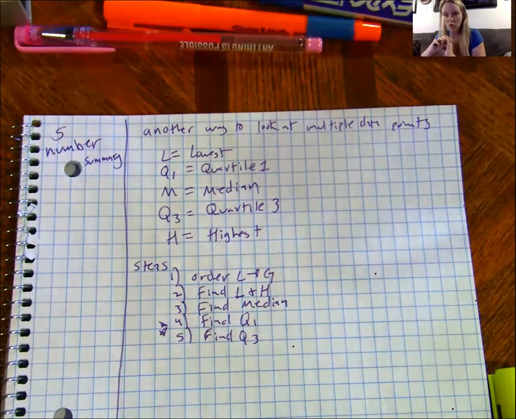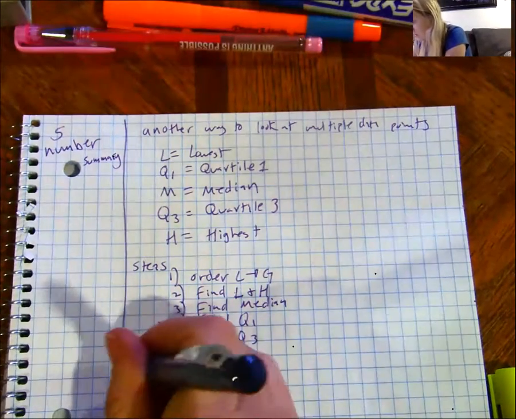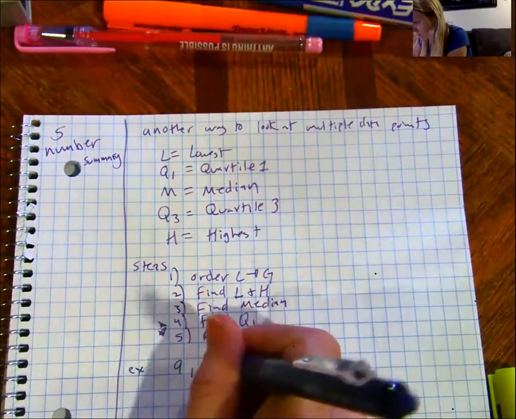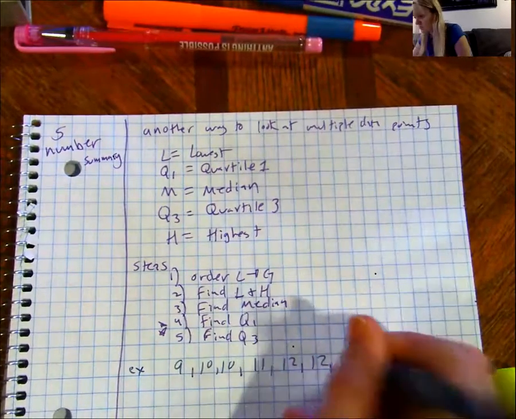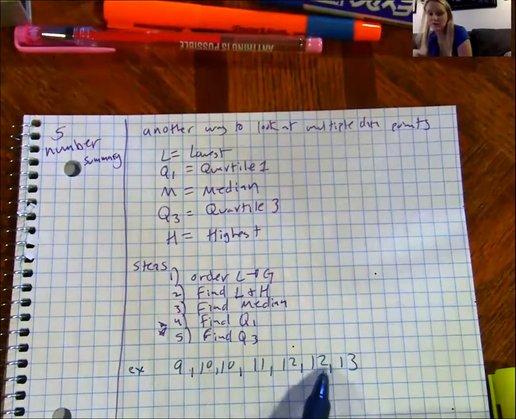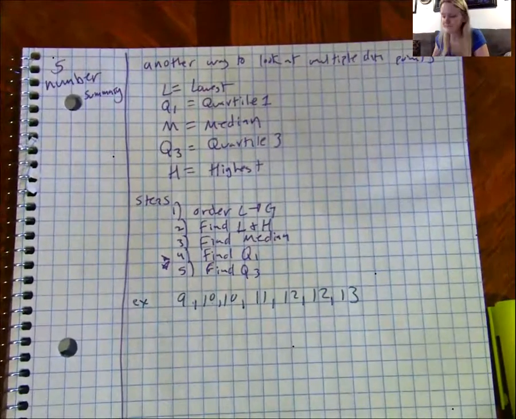I just want to do a normal example with you once. And then as always, there's a little caveat or a little added bonus when it comes to math. So let's do an example. I'm going to write down the numbers we had for the movie theater problem: 9, 10, 10, 11, 12, 12, and 13. Those are my 7 data points. See how I write them in order least to greatest? So I'm already taking care of step 1.